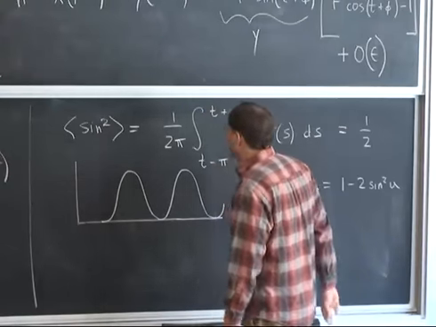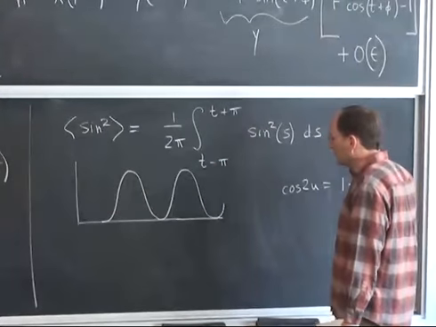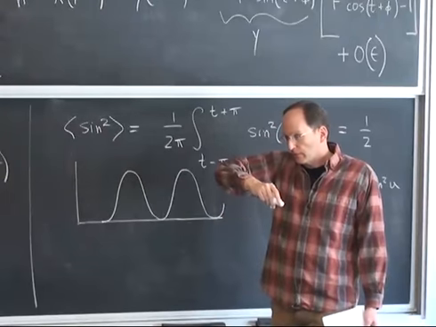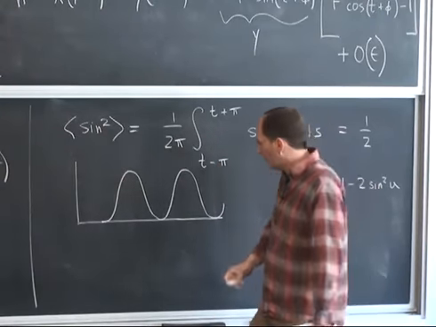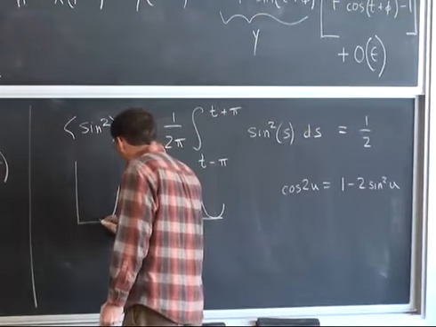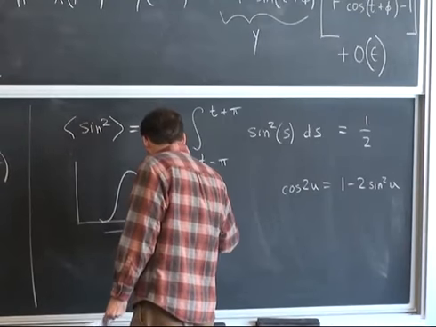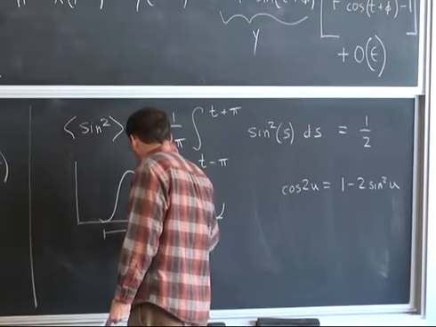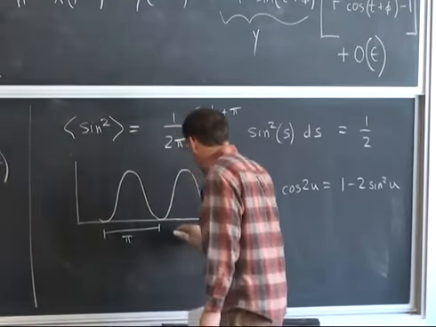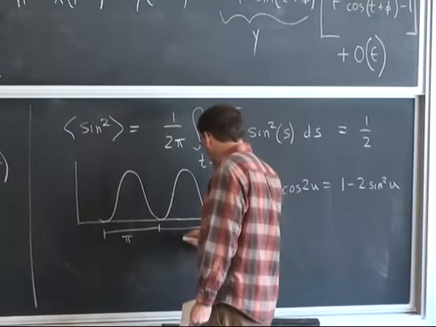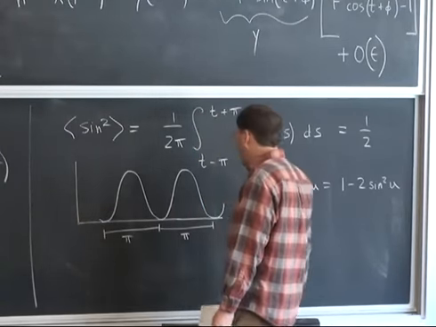Keeps going and going. Now, how often is it 0? Sine at 0 is 0. Sine at pi would be 0. So the distance between the zeros is pi. So here's another pi to here. And we're averaging over something of length 2 pi.